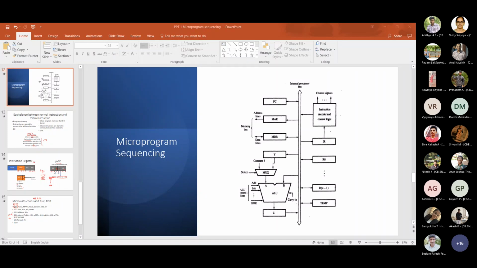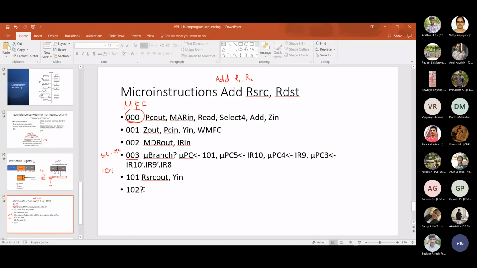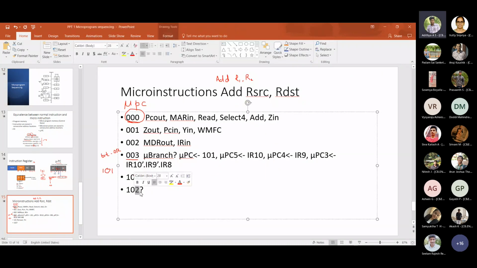So the second one should be destination out, select Y, add, Z in. That should be stored in which address location? 102. Okay. Then in the next address location, what will you store?